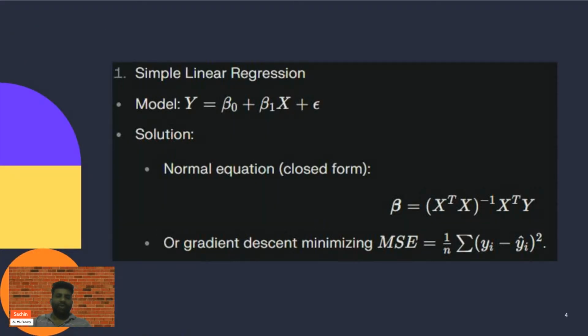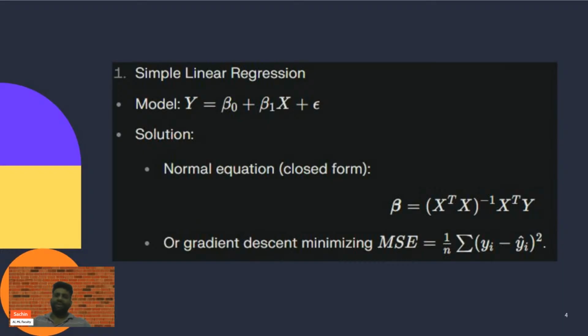Okay. So starting with the cheat sheet, I hope you understand simple linear regression, in which case I'll be having only one independent variable. A model is given to you. We have a solution from the closed form, X transpose X inverse and then X transpose Y, and I'll get beta. Beta here means the vector beta naught and beta 1 altogether. We can also solve it using gradient descent by minimizing the mean squared error. Okay, so just basics around it.